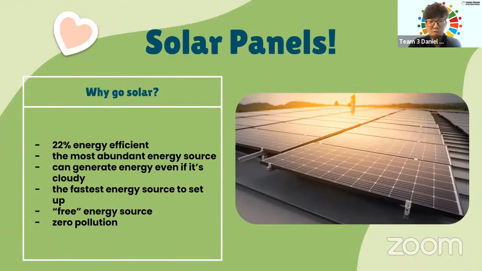So for those of you who don't know, solar panels are basically panels that receive energy from the sunlight and turn it into electricity. So why should the world go solar instead of sticking with the fossil fuel system that we have now? The first reason is because it's 22% energy efficient. What this means is that out of the 100% of the sunlight that shines onto these solar panels, 22% of that sunlight is then absorbed and turned into electricity for any household user to use.